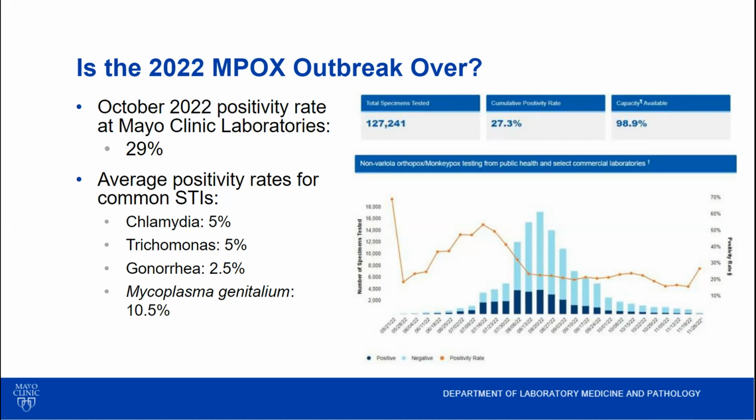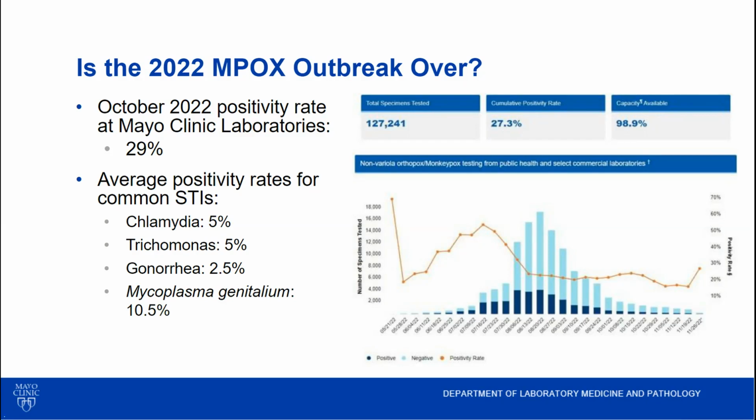If we look at our specific data at Mayo Clinic, our October positivity rate for monkeypox was 29%. Now, I just want to compare and contrast that to some other common sexually transmitted infections. Our historical positivity rate for chlamydia is around 5%. Trichomonas is the same, 5%. Gonorrhea, 2.5%. Mycoplasma genitalium, about 10%.